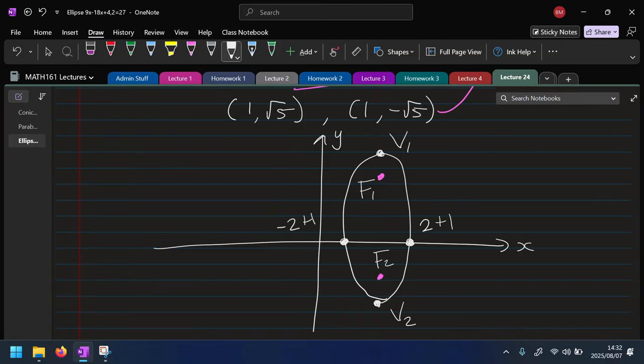All right. Okay, as long as you got those 4, then you can just connect the dots to make the ellipse. Any questions?